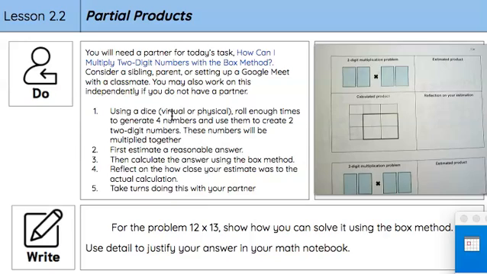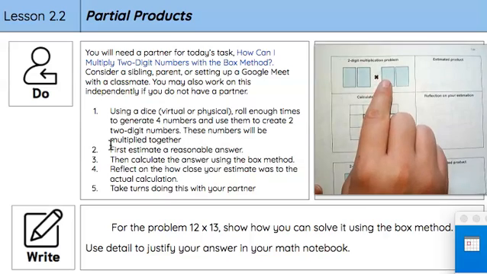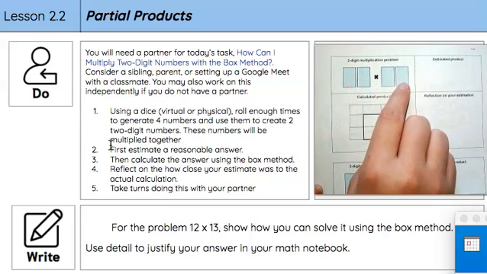When you get 4 numbers, you will create two-digit numbers. So if I rolled a 1, 7, 5, and 2, I would have 17 times 52. Those are the numbers that you're going to be multiplying together. You'll put those 4 numbers in the blue spaces on your recording sheet.